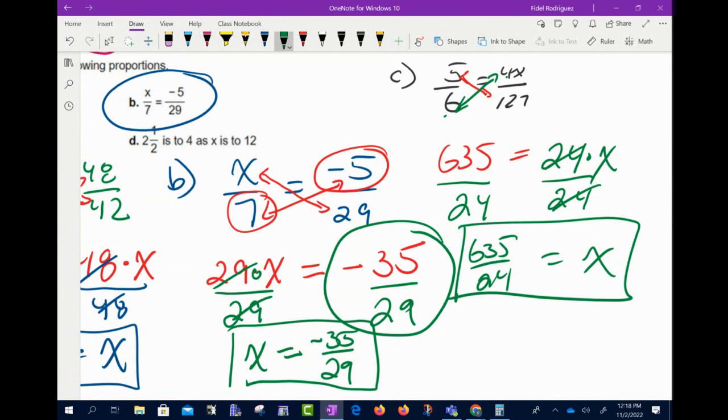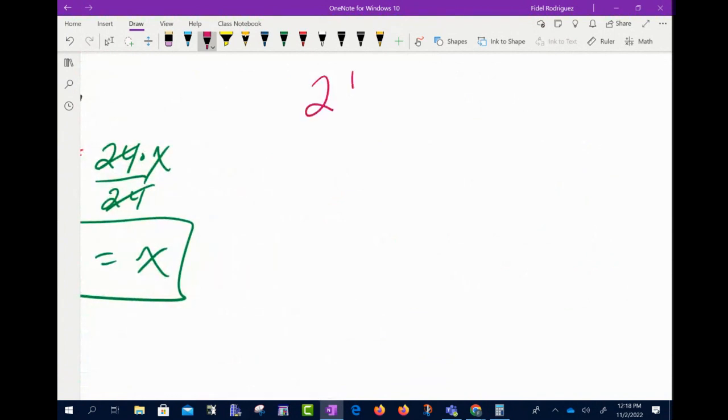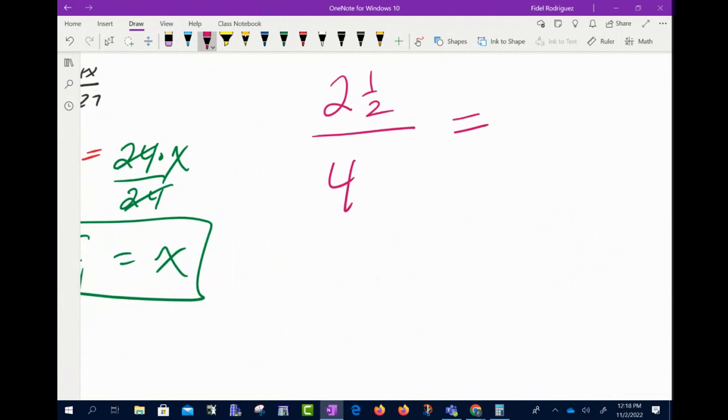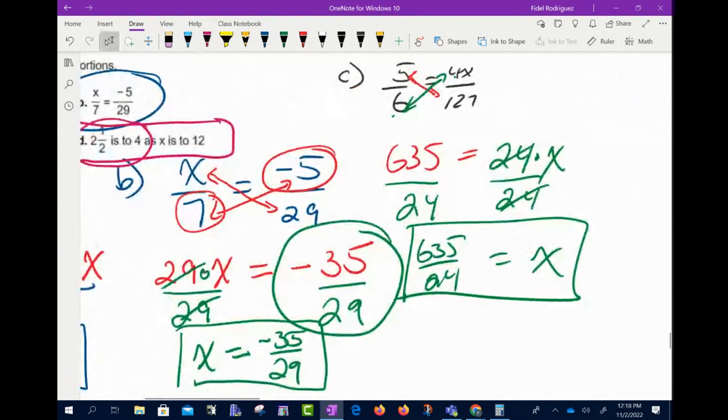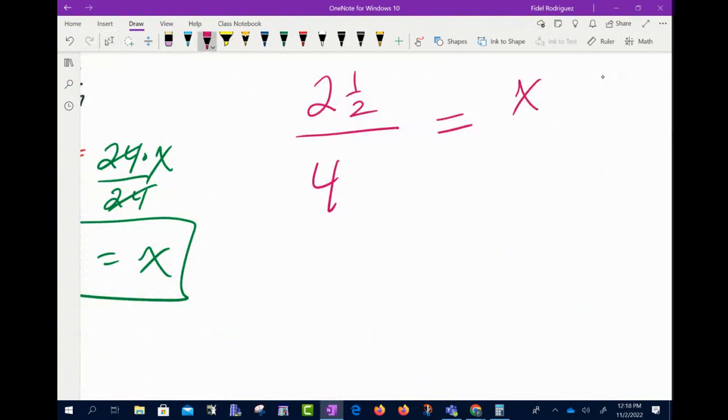All right. Now, for part D, y'all, I want you to notice the way the problem is written. It says 2 1/2 is to 4 as x is to 12. Okay, so when they're saying 2 1/2 is to 4, what they're telling me here, y'all, is 2 1/2 is going to be the top part, 4 is going to be the bottom part. When it says as x is to 12, I'm going to put an x on the top and I'm going to put a 12 on the bottom, okay?